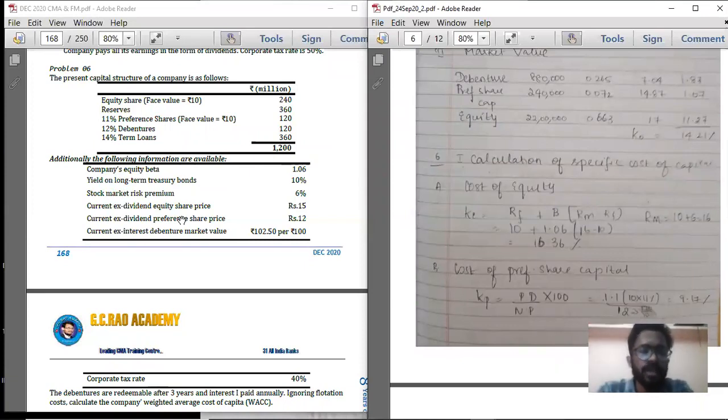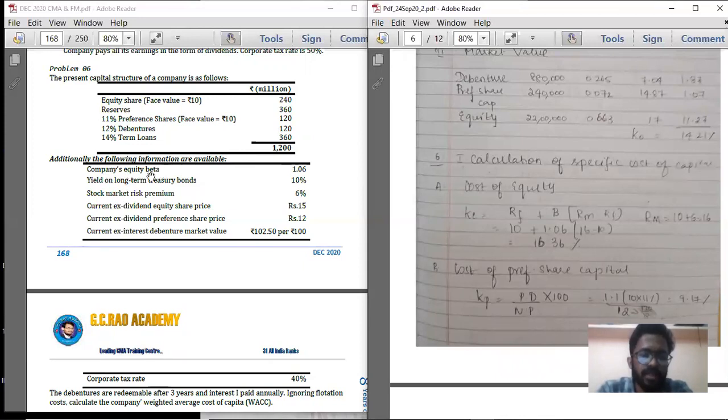Present capital structure of a company is as follows. The capital structure of the company they have given. Equity capital, these are book values. Equity capital is 2,40,000. Face value is 10 rupees per share. Reserves 3,60,000. Then 11% preference shares is 120. Then 12% debentures 120 and 14% term loan is 360. All these are the present capital structure.